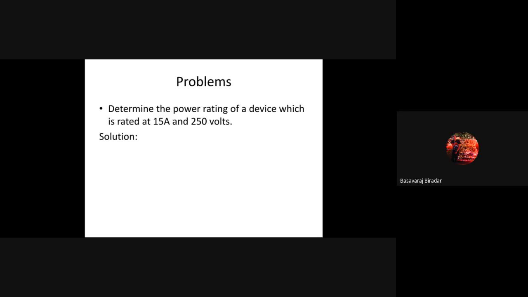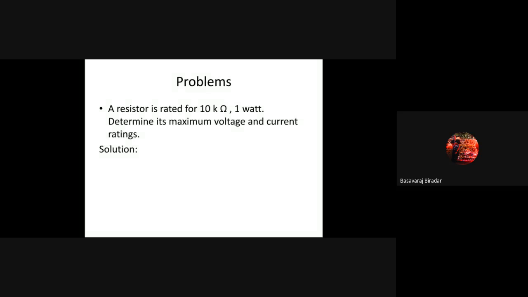Now I am giving you something which I'll just tell you, but you will do it for yourself. This is the problem. A resistor is rated for 10 kilo ohm, 1 watt. Determine its maximum voltage and current ratings. Let me see if you can do it. I will give you the hints.